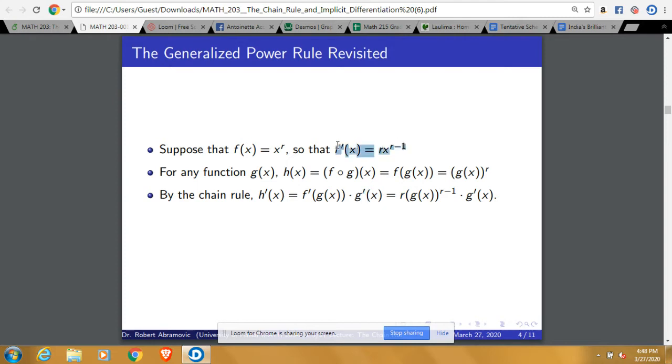Here notice this is the derivative of the outside function, r times x to the r minus 1. So we get this derivative, it's going to be r times the inside function raised to the r minus 1 power, all times the derivative of the inside function. So you've seen this before. The derivative of g of x to the r power is equal to r times g of x to the r minus 1 times the derivative of the inside function, g prime of x. As I said, you've already seen this as the generalized power rule.